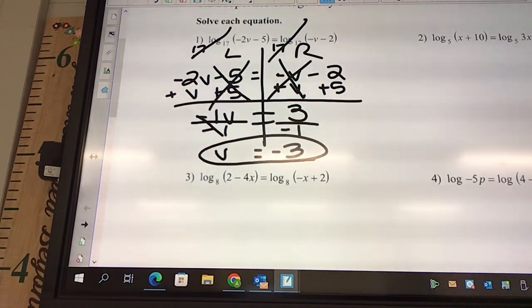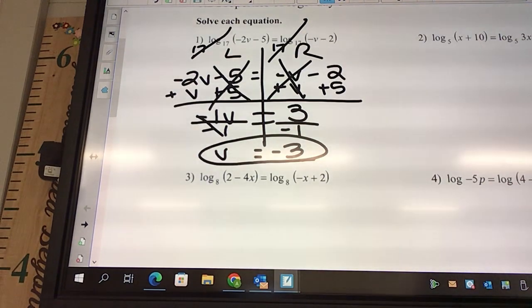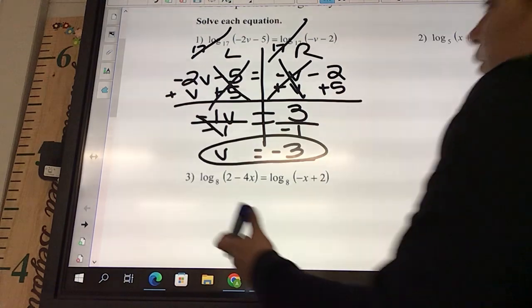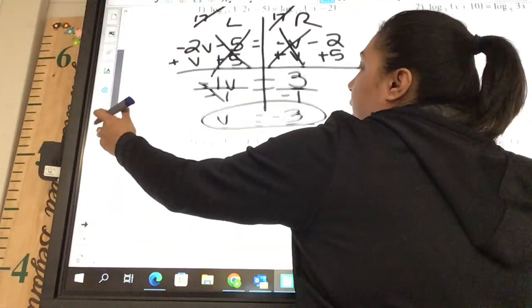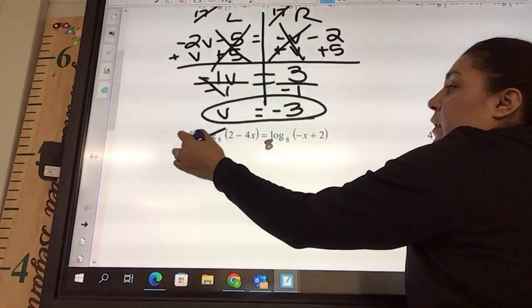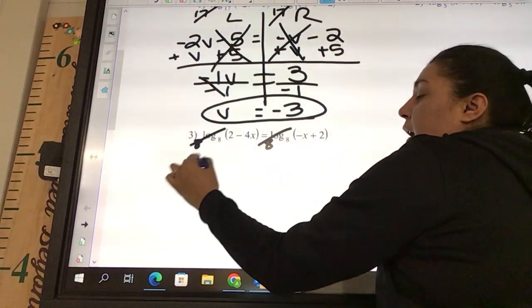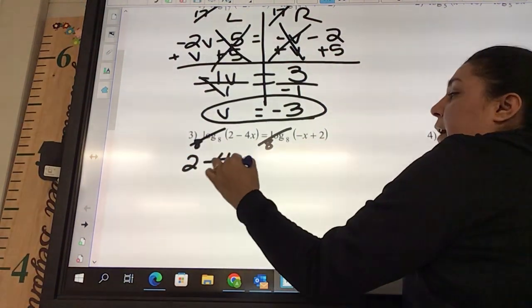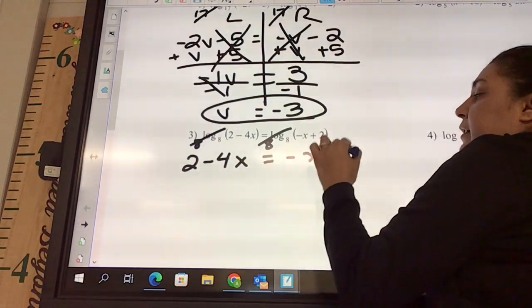If we look at number 3, what's the very first thing you need to do? Do the 8 on both sides, so 8 and 8. That way it gets rid of the logs. So you're going to have 2 minus 4x equals negative x plus 2.